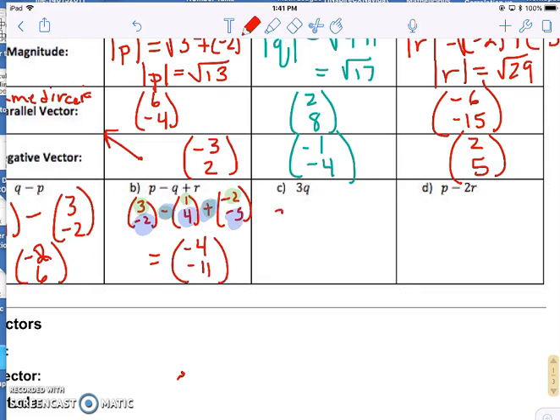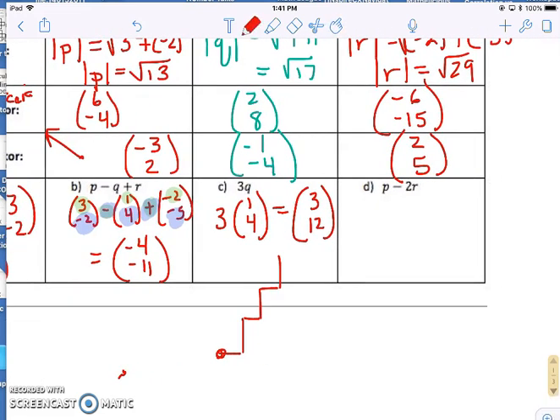3 times vector q, so 3 times 1 and 4. If we were to draw this, it means we go over 1 and up 4, over 1, up 4, over 1, up 4, 3 times. So really, we're just tripling our x and tripling our y. So we have 3 and 12.